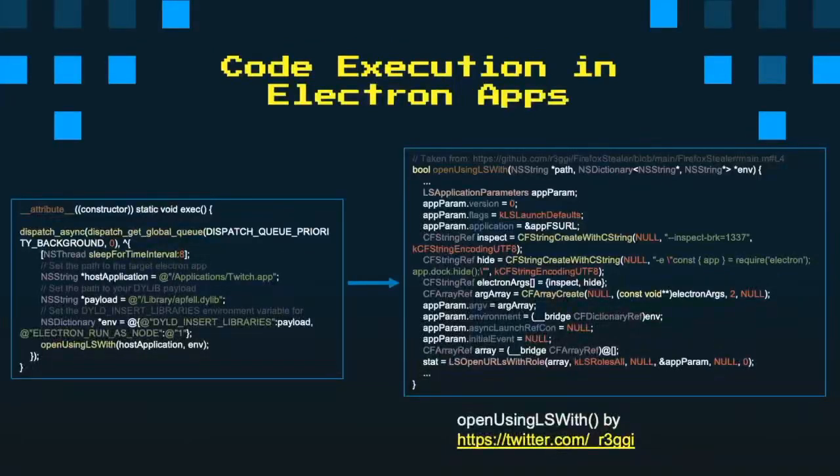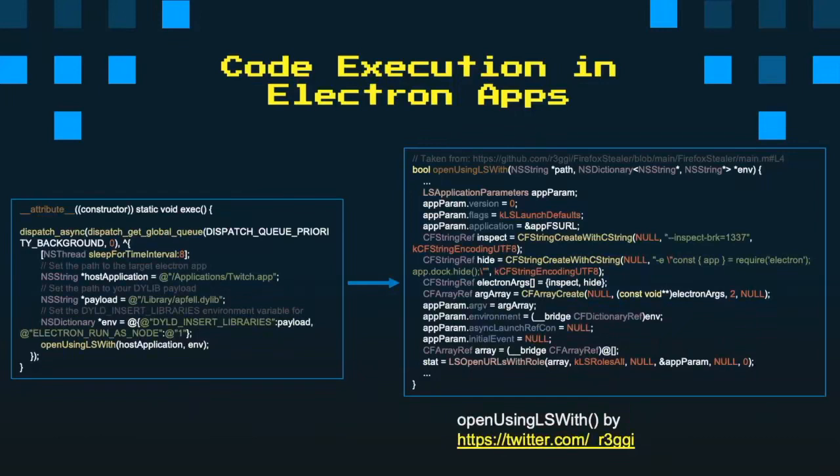So here's what the code looks like. For this example, I chose the Twitch app. Through my testing, this was probably the most stable app. I tried a bunch of other apps where once I tried to hide the window or inject the library, for whatever reason, the Electron app would just crash. So Twitch was the most stable.